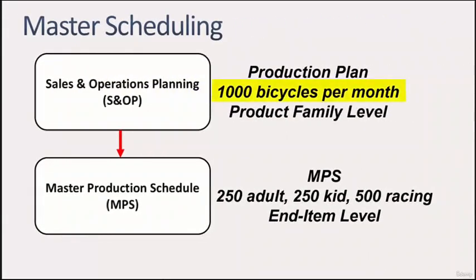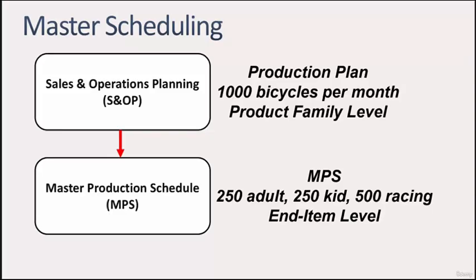The 1,000 bicycles each month is now broken down as an example into 250 adult bicycles, 250 kids bicycles, and 500 high-end racing bicycles, each completed on specific dates each month. Each model of bicycle will have its own manufacturing schedule, which is the MPS, telling you the quantity of each being manufactured, along with a due date when the bicycles need to be completed in order to ship to the customer.